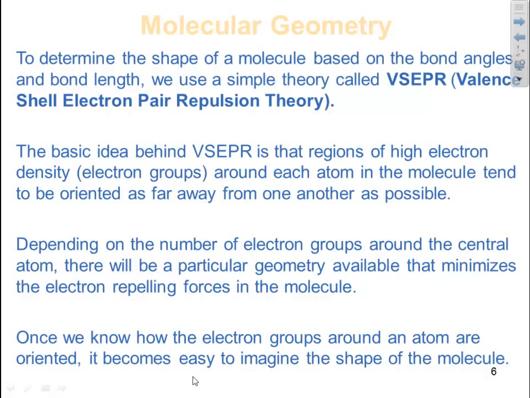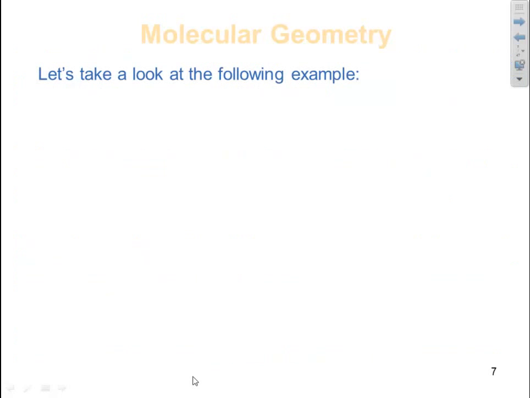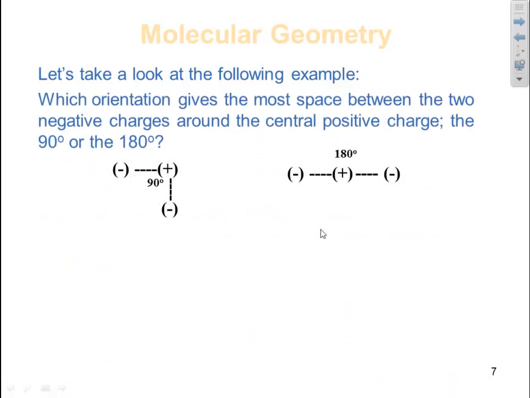Once we know how the electron groups around an atom are oriented, it becomes easy to imagine the shape of the molecule. Let's take a look at the following example. Okay, I have these two electron density regions around the central atom, and I have them here 90 degrees apart, and I have them 180 degrees apart. Which orientation gives the most space between the two negative charges around the central positive charge, the 90 degree or the 180?